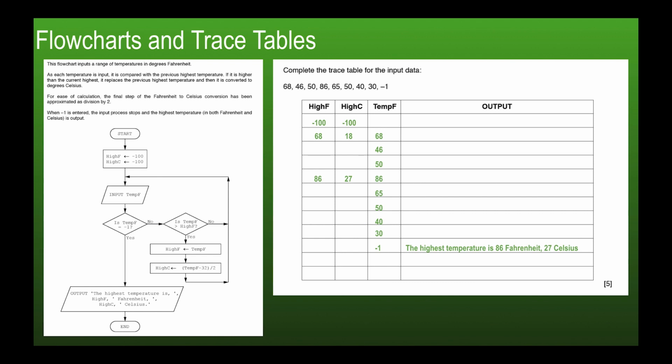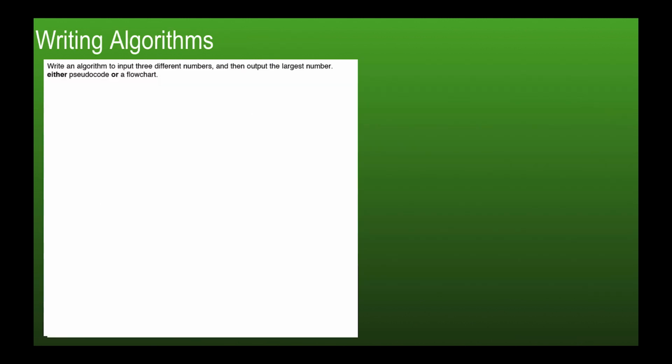5 marks, no problem. All you had to do is just read through a flowchart and populate a trace table. I've got another one of those coming up a little later in the video, so try that one out and see how you do. Okay, so now we're going to write an algorithm. This algorithm is a bit larger than the last one, but we're going to break it down and I'm going to show you 2 different ways that you could approach this question.